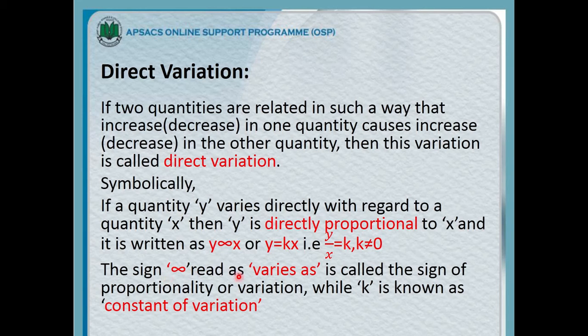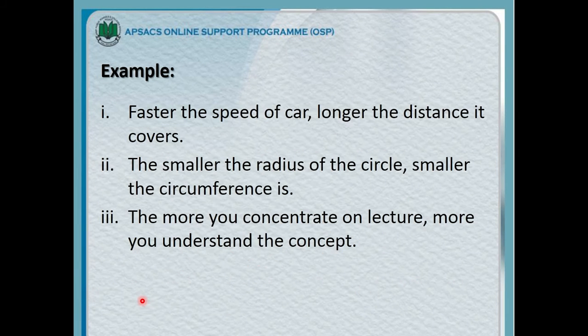This symbol is read as varies as, and it is called sign of proportionality or the sign of variation, while k is known as constant of variation. For example, faster the speed of car, longer the distance it covers. The smaller the radius of the circle, smaller the circumference is. And the more you concentrate on lecture, more you understand the concept.